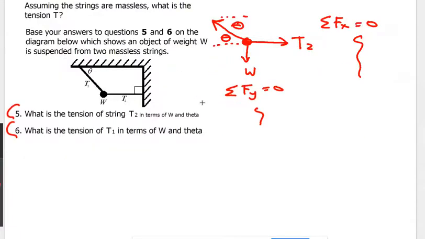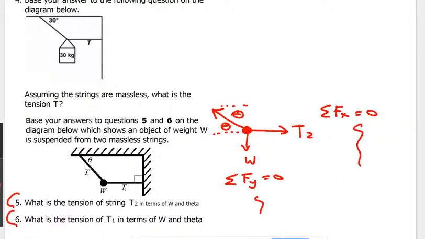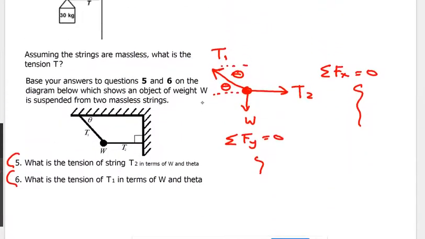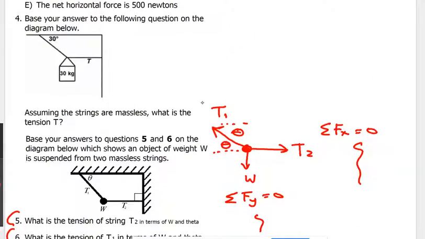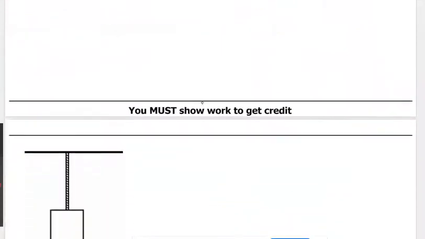Work that out. The left forces equal the right forces. I didn't label this. This is T2 and that is T1. You should always label your free body diagrams real well for you. It'll help you solve. So these two, sum of the forces in the x direction equals 0, sum of the forces in the y direction equals 0, will give you the answers to 5 and 6.